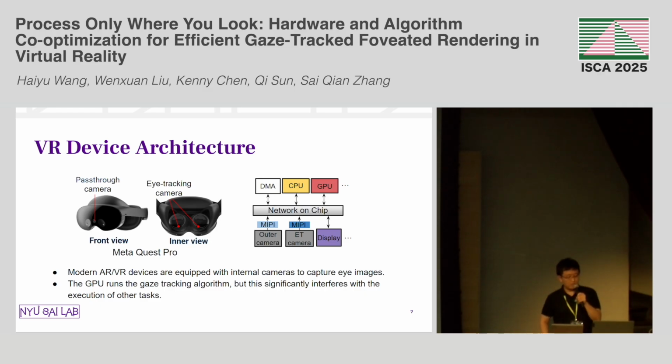Usually, modern VR devices perform gaze tracking and rendering all on the GPU. However, the GPU runs so many things: AI applications, gaze tracking, rendering. With so many workloads, the GPU will have a pretty high workload and pretty high latency. Because gaze tracking is an always-on application, we believe it is necessary to design a dedicated accelerator to accelerate the gaze tracking process.